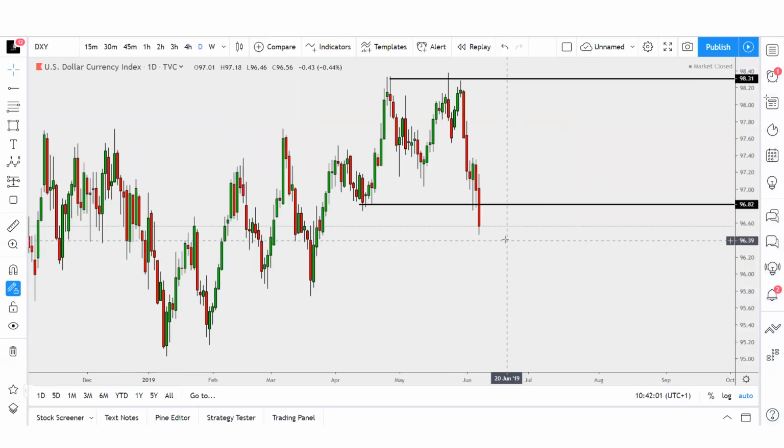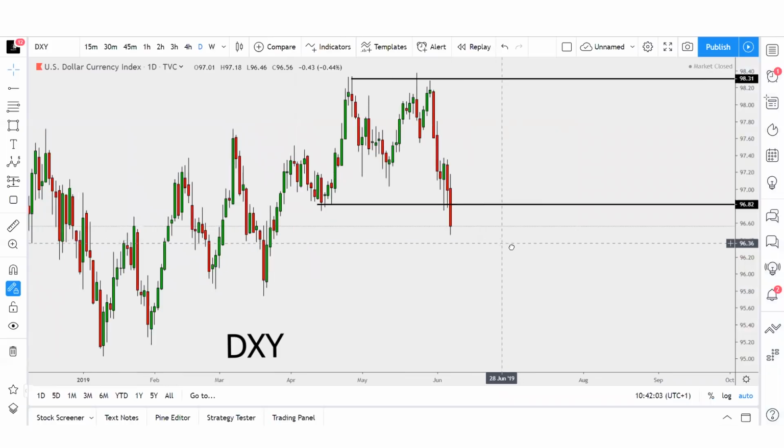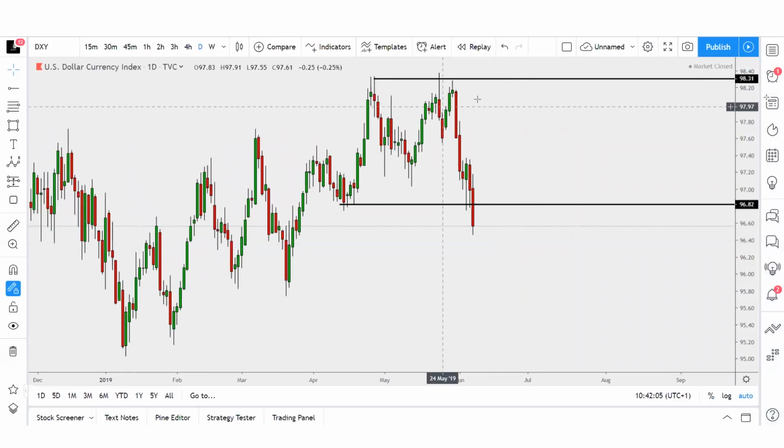So the first pair we'd like to look at today is the dollar index. Now we can see that price came to a very strong level on the market, potentially overbought at 98.31. We can see that it tested it for a few days before finally coming back and making its rally to the downside. Now we can see that the dollar obviously is weak at the moment in terms of what's happening in China with the trade wars. And we can continue to expect some continued down movement, I reckon, going forward next week.